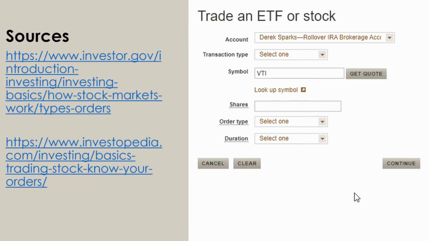I hope you found these helpful. These are just a few tips that you'll run across. If you have any questions, make sure to leave a comment down below. Now that we've gone through the order types, those are all the ones that you really need to know about to get started buying an ETF or a stock.